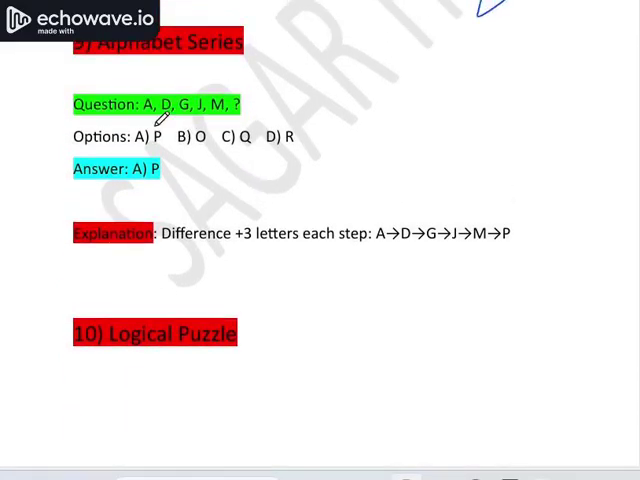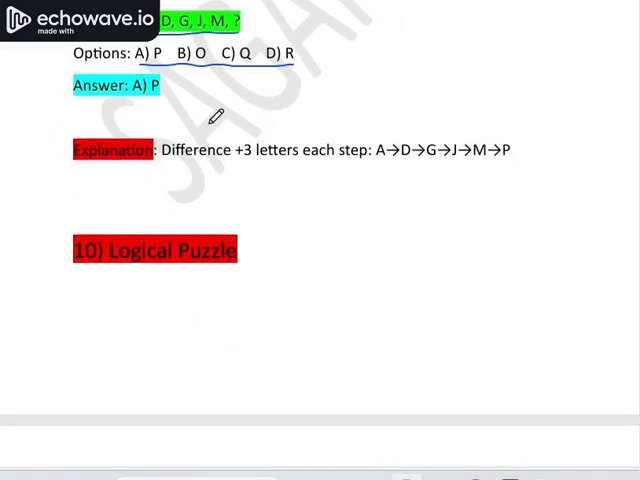So our next question is about alphabet series. The question is: A, D, G, J, M, and the options are given right below. Let me check the pattern. A to J.